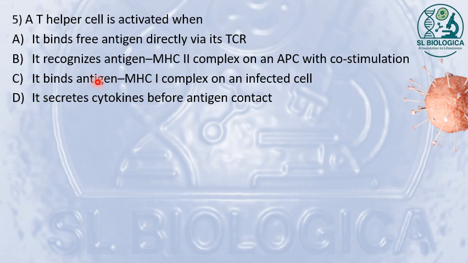The fifth one. A T helper cell is activated when? The options are: when it binds free antigen directly via its TCR, where TCR is the T cell receptor; then whether it recognizes antigen MHC2 complex on an APC with co-stimulation, where APC is antigen presenting cell; option C, it binds antigen MHC1 complex on an infected cell; option D, it secretes cytokines before antigen contact. So what would be the answer?